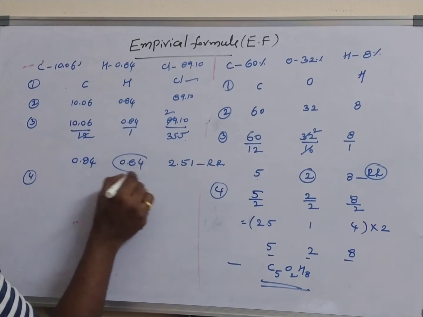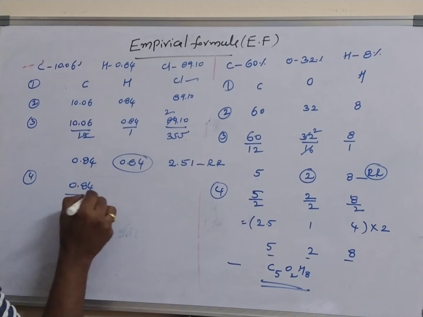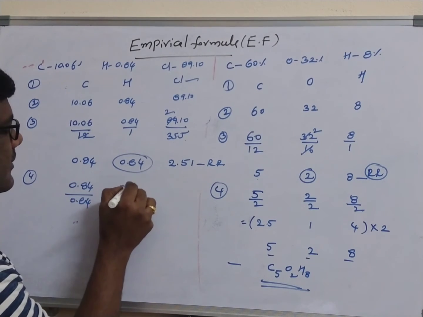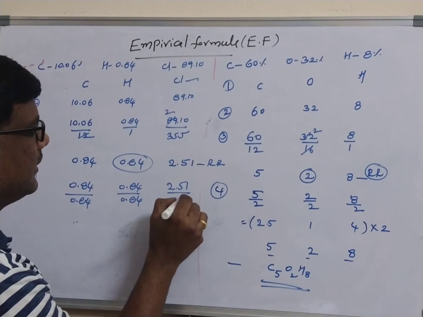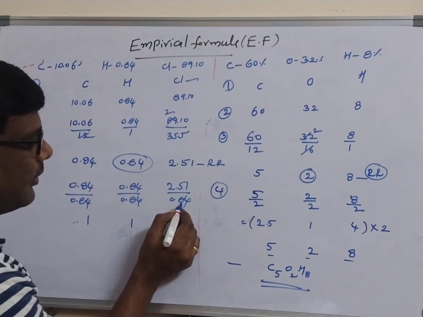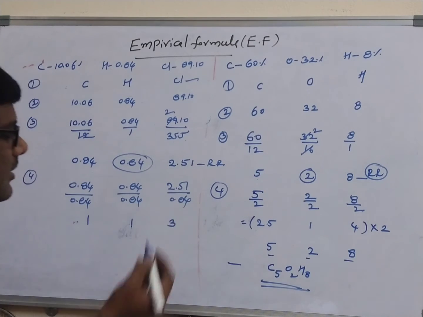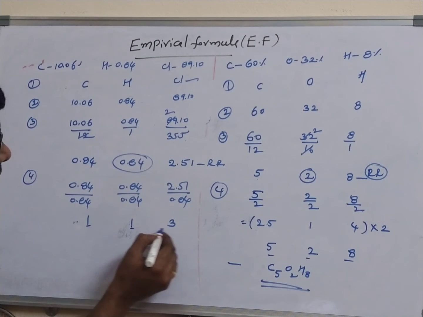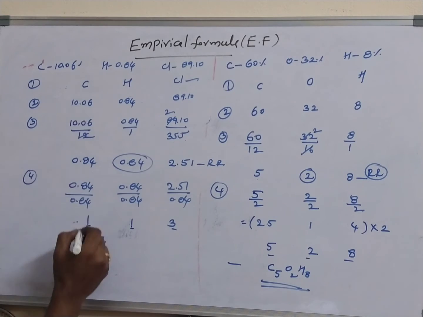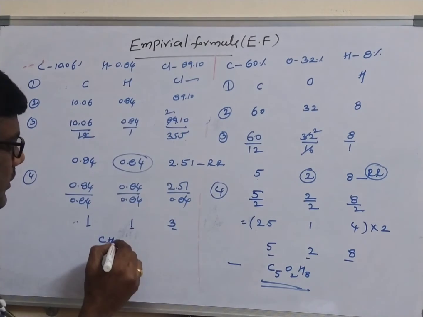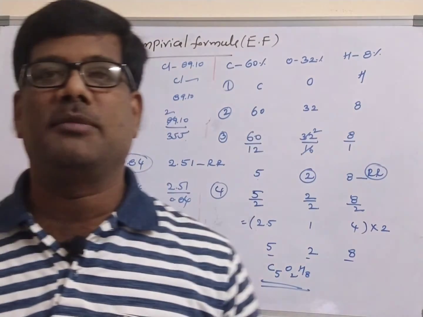Immediately, select the smallest relative ratio and divide everything with it. Ultimately 0.84 divided by 0.84, here also 0.84 divided by 0.84, here 2.51 by 0.84. So here you will get 1:1:3, since 0.84 times 3 is nearly 2.51. Now you are getting no fraction, so this is the simplest ratio. The empirical formula will be 1 carbon, 1 hydrogen, 3 chlorines, which is CHCl3, chloroform. This is the empirical formula calculation.